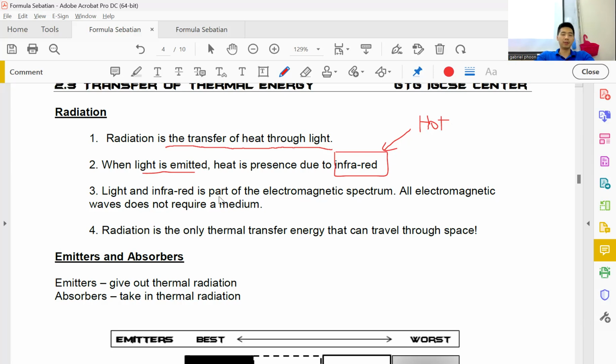Okay, light and infrared are part of the electromagnetic spectrum. All electromagnetic waves do not require a medium. Do not require a medium means they are the only ones which can travel through space. Okay, so radiation goes in all directions, and is the only one that can travel through space.